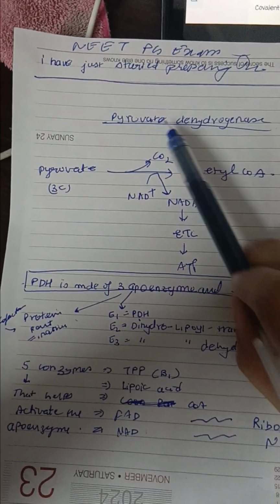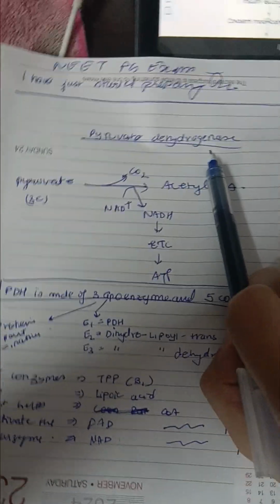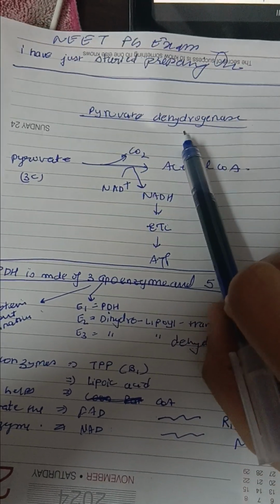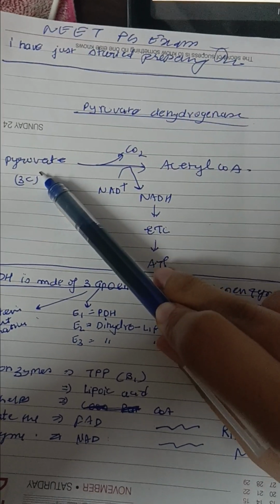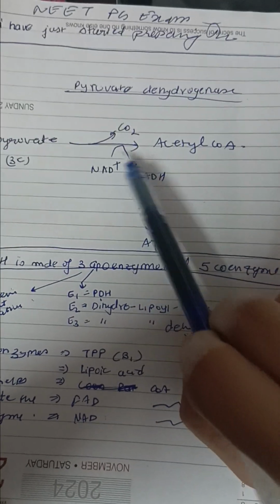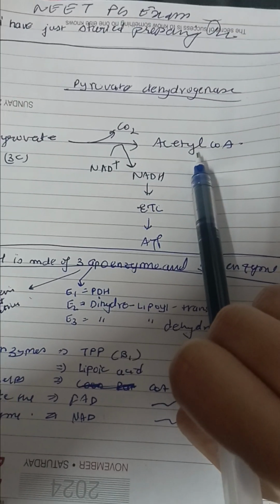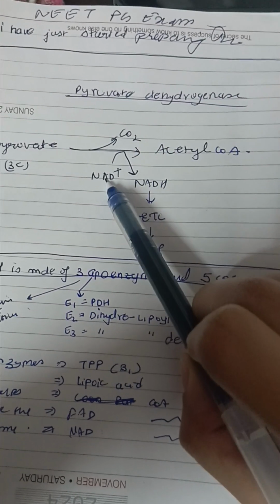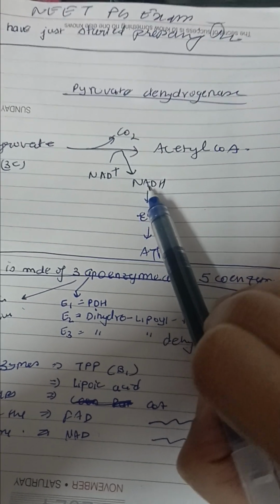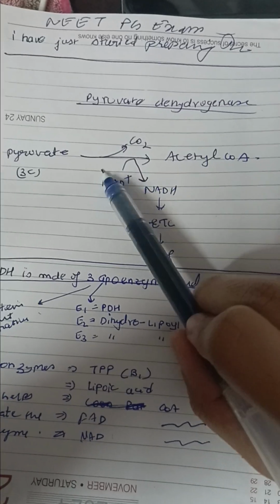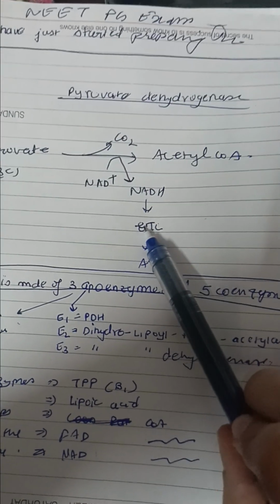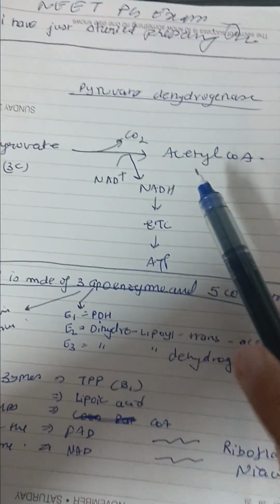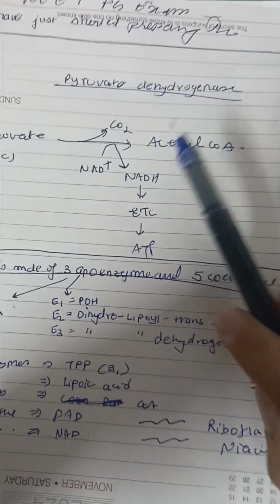We will talk about pyruvate dehydrogenase. Pyruvate dehydrogenase is an enzyme which converts pyruvate, which is formed at the end of glycolysis, to acetyl coenzyme A. Simple. And it removes carbon dioxide and converts NAD+ to NADH. And this NADH, which is formed, will then enter the electron transport chain and form ATP. This is a basic overview of what pyruvate dehydrogenase does.